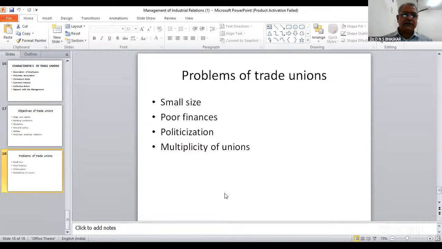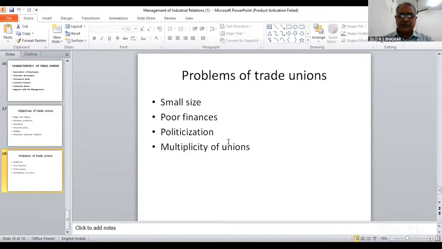And trade unions are very poor in their finances. Their financial strength is very small when compared to the employer's financial strength. The organizations or companies will have crores of rupees at hand, but trade unions suffer a lot of financial problems because they are dependent on membership fees and so on. Then politicization.